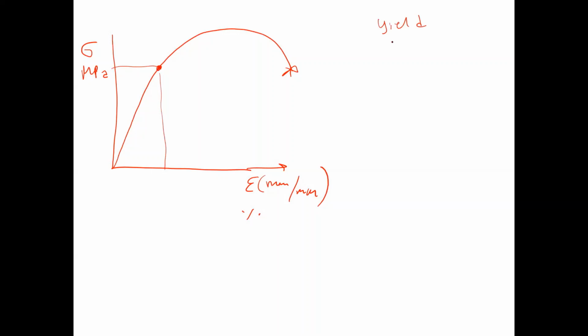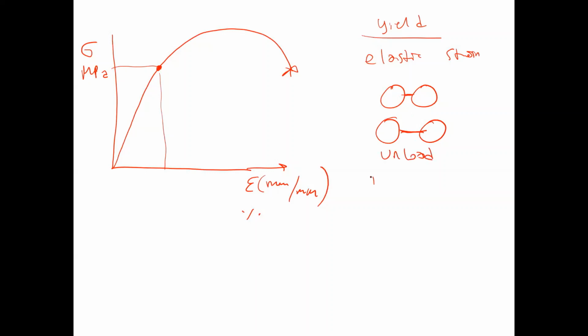And up to the yield point, there is elastic strain. Two atoms, you stretch, it becomes like that. You never break this bonding. You only stretch. When you unload, it goes back to its original position. Am I right? It goes back to the original position, and that's why we call it elastic strain.